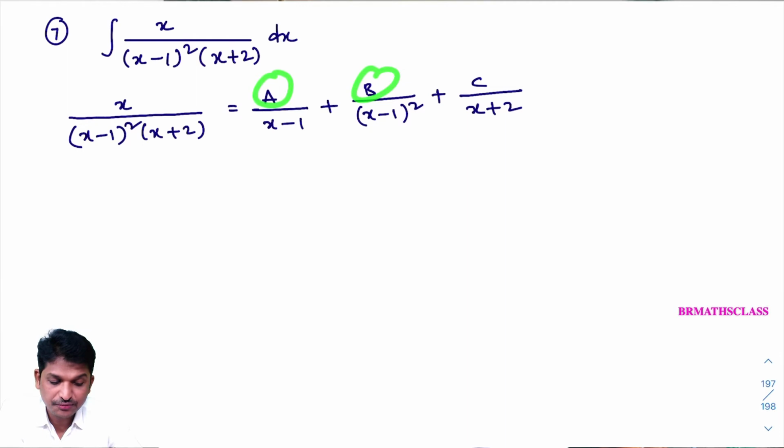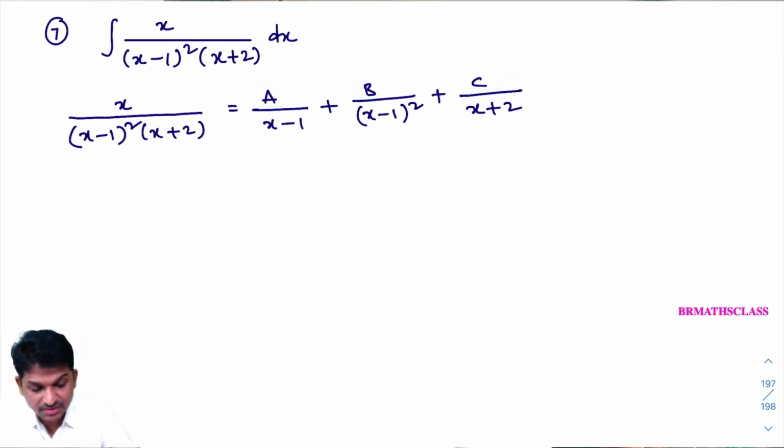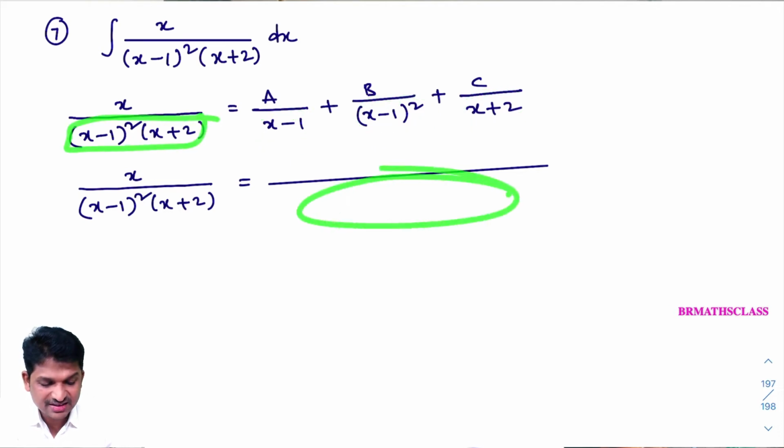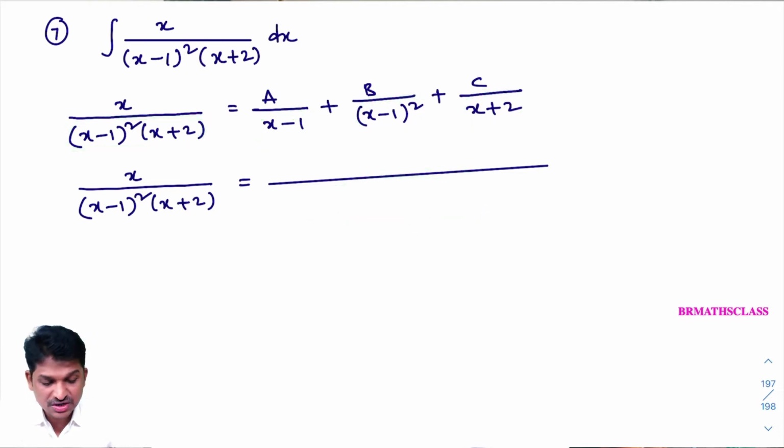I want to find the values of a, b, c. I'll simplify this. Copy, paste. This is equal to, what is the LCM here? LCM of these things is very simple. Whatever is there here, the same thing you will get as the LCM. You need not confuse yourself or worry much. LCM of these 3 terms is x minus 1 whole square into x plus 2.